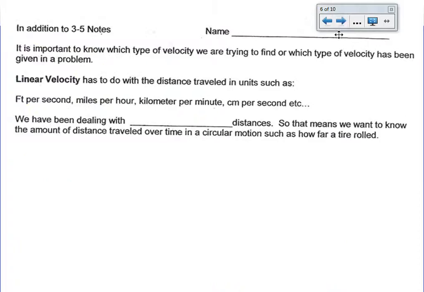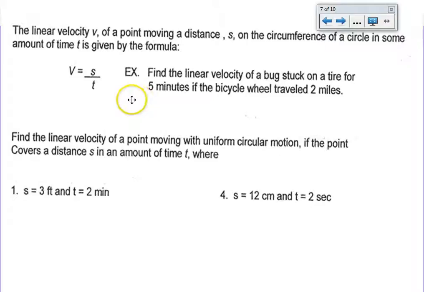Alright, there's another set of notes that says in addition to 3.5 notes. So linear velocity has to do with distances traveled in units such as feet per second, miles per hour, kilometers per minute. It can really be anything. I'm not really sure what whoever wrote this worksheet was looking for in this blank. I think they're looking for the word linear. Anyways, that means we want to know the amount of distance traveled over time in a circular motion.